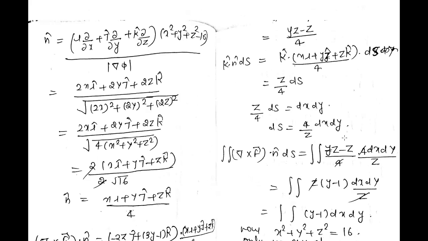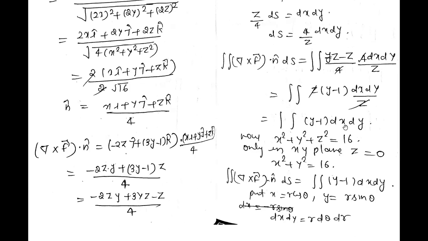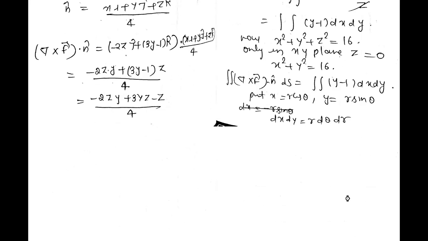Now put all these values in your right hand side, so you can see that y minus yz minus z upon 4, into ds value is this one. So z will be cancelled out, 4 will be cancelled out, and you will get y minus 1 dx dy. Now this projection is only in the xy plane, so your z will be 0, and x square plus y square is equal to 16. So you can convert it into polar form. So put x is equal to r cos theta, y is equal to r sin theta, dx dy is equal to r d theta dr.